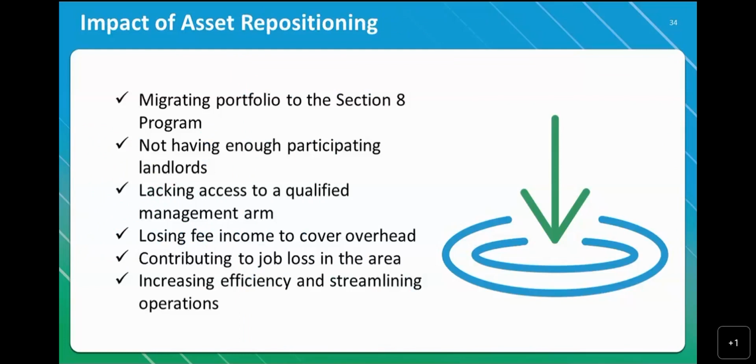Impacts of asset repositioning, besides migrating, it has to be budget neutral. So public housing operating subsidy and capital fund go over to Section 8, that's budget neutral. Not having enough participating landlords can be a pitfall, because you're growing it on the Section 8 program and you may not have enough landlords that want to participate. Especially when you are able now to increase your project-based vouchers and you can't find somebody to put people in.